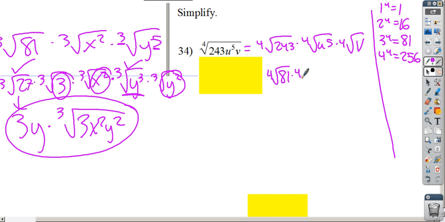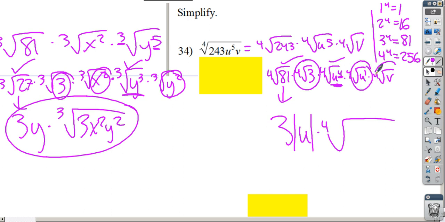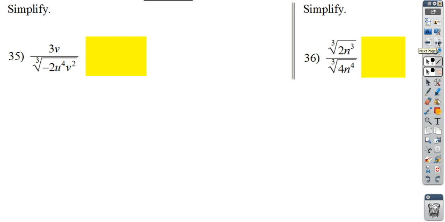It's 81 times 3. U to the fifth we could break into u to the fourth, because that would allow me to take the fourth root, and then u to the first, and then we still have that v right there. So this equals, the fourth root of 81 is 3. This right here, the fourth root of u to the fourth, is u. And then remember, we're going from an even numbered power to an odd numbered power, so we need absolute values around that. And then the rest of it can't be simplified any further. So the 3, and the u and the v, are going to stay underneath that root, and that would be our final answer right there. Actually, they didn't have the absolute value, but it's not really all that important.